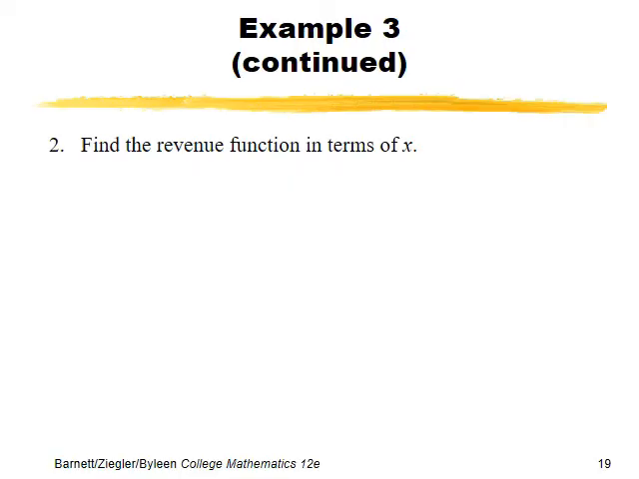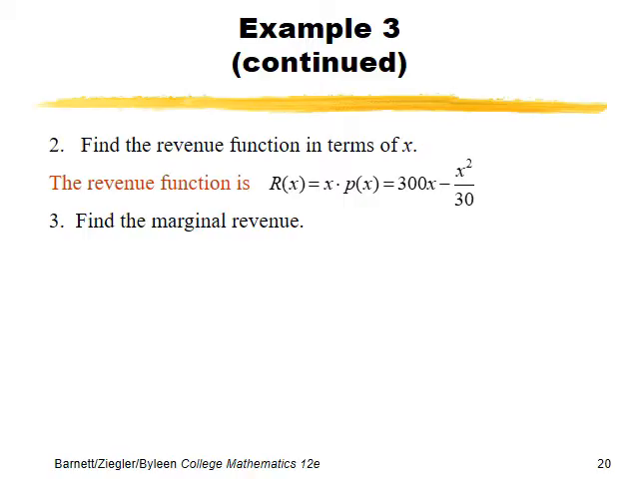Next it says find the revenue function in terms of x. Now this is an important thing. The revenue function is x times p. Now we get p in terms of x from the price function. We will substitute p of x from the price function and we will get the revenue function in terms of x. Now find the marginal revenue.